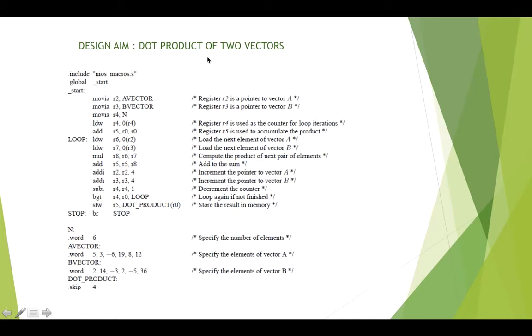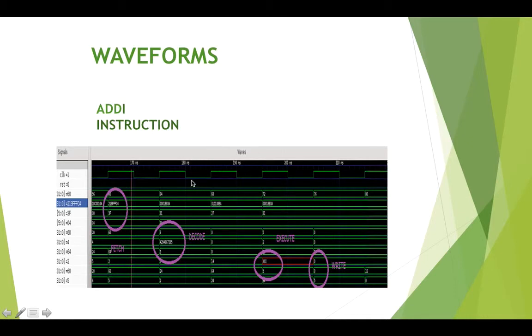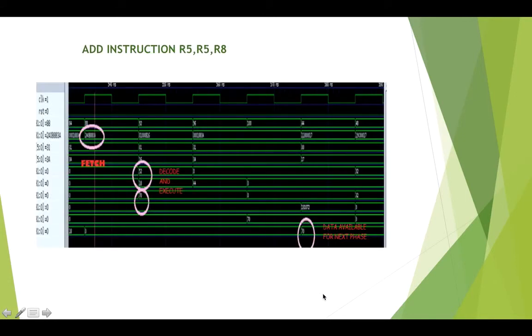The design aim was to calculate the dot product of two vectors. Here are the two vectors and we have to find the dot product. Now the code has been implemented and executed, and the waveforms that I achieved were here. ADDI: as you can see, here the instruction is being fetched. Here it's being decoded. Since it's an arithmetic operation, we don't need the memory cycle. So here you see the sign extension executed and then we write it back.